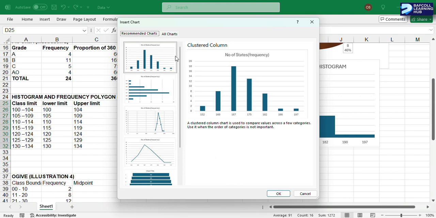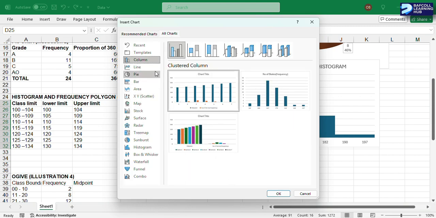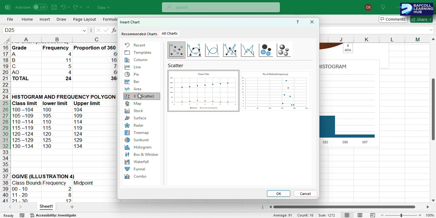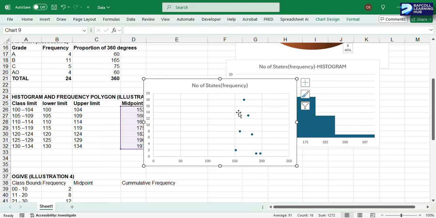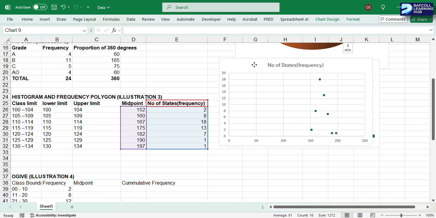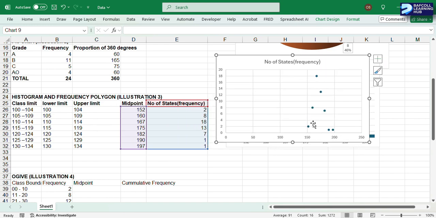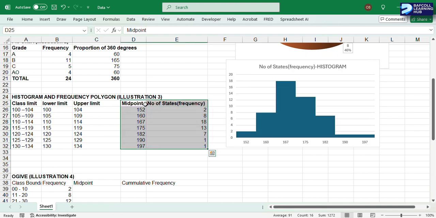What we are looking at is something like this. Just like I mentioned, with frequency polygons we pick the midpoint of the class, then we plot the points. After we are done, we draw a line through it, something like this, to represent a frequency polygon. So that's what we are going to do.